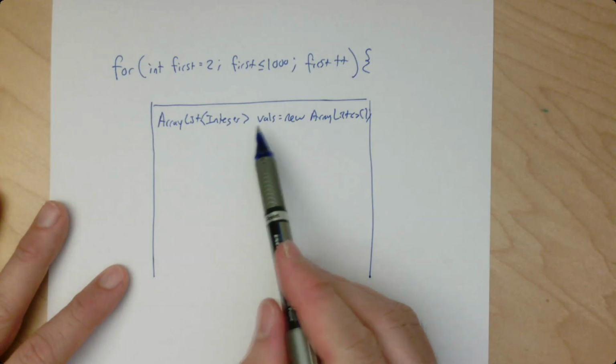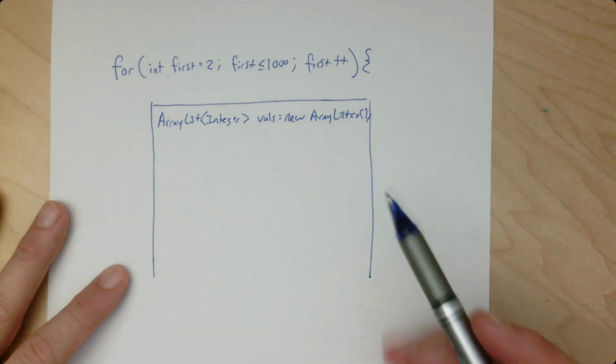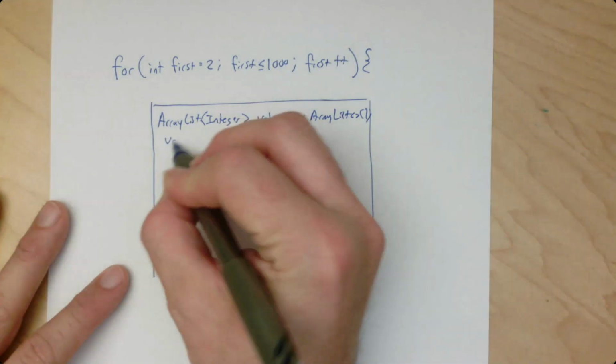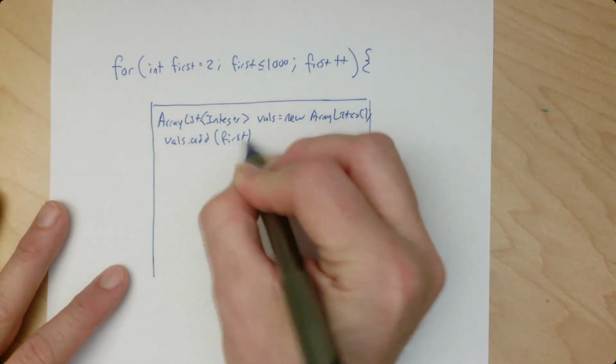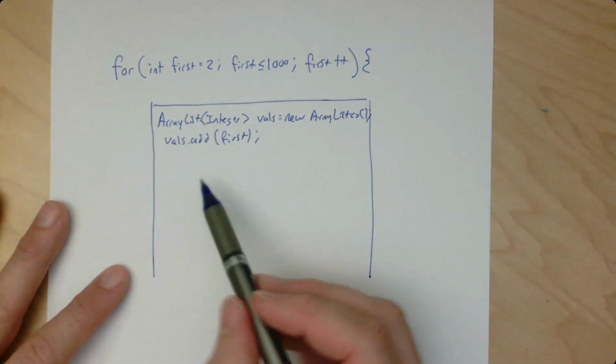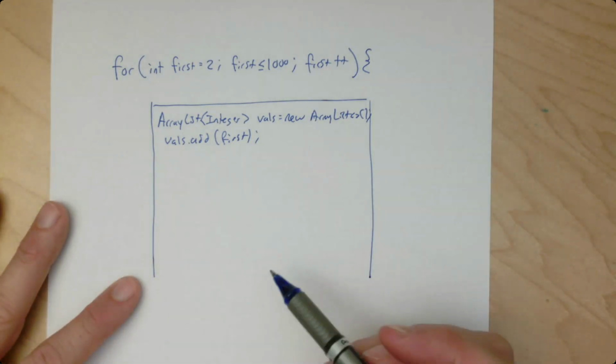And each new thing I create, I'm going to put in the vals list. So I'm going to start by adding that first value to my vals list before I even start the loop that generates the other ones.